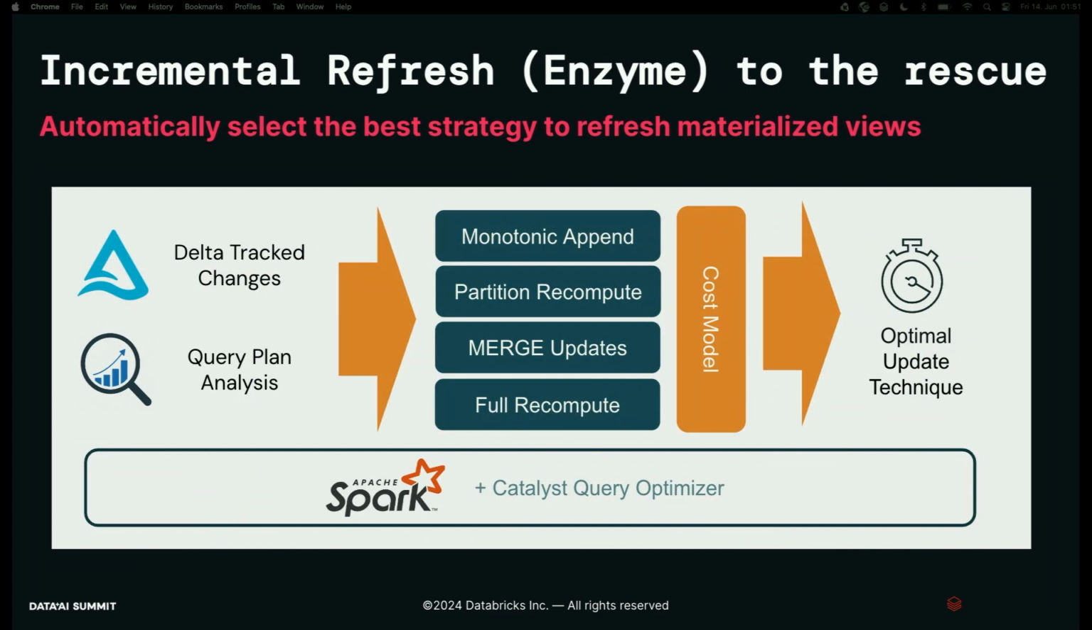So to fix this issue, we developed this amazing technology that we call incremental refresh, and internally it's known as Enzyme at Databricks. So Enzyme uses a cost-based optimizer, and it understands the data and it understands the query. And based on that, it will try to find the best strategy to refresh that materialized view. So it will either do it incrementally if it can for certain types of queries, or it will fall back to a full recomputation. So this can have a huge impact on performance and cost. And currently we support quite a lot of query types in Enzyme, and this is being constantly expanded.